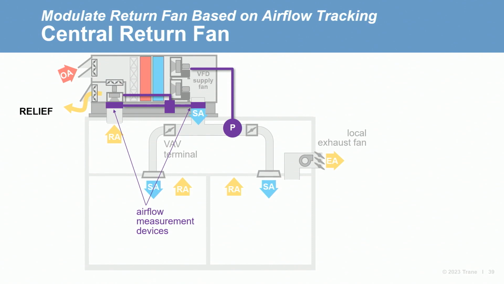An airflow measurement device is used to measure the current supply airflow. Then a controller subtracts a CFM offset to compensate for air that leaves the building through the local exhaust fan and exfiltration. This offset is subtracted to calculate the current return airflow set point. A second airflow measurement device is then used to measure return airflow, and a VFD modulates the speed of the return fan to maintain the return airflow at this calculated set point. With this approach, building pressure might be able to be indirectly controlled.